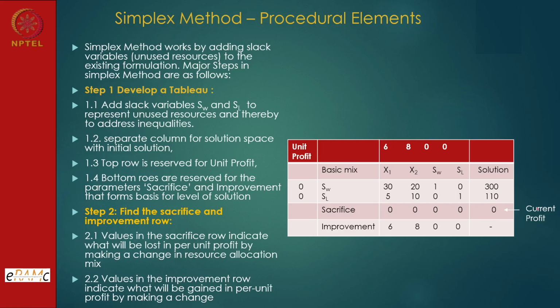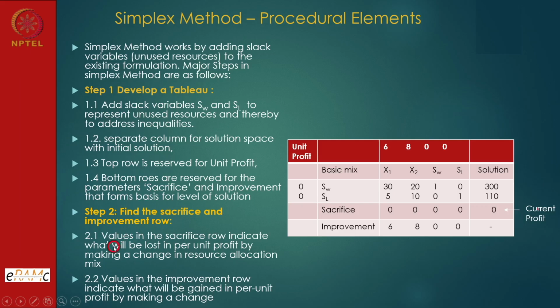Now, what will happen is the improvements will be shown in the tableau, and there is a criterion. The bottom rows, sacrifice and improvement, form the basis for the level of optimization. So, these two will tell us, especially the improvement row, whether we have reached the optimization or not. Now, find the sacrifice and improvement row.